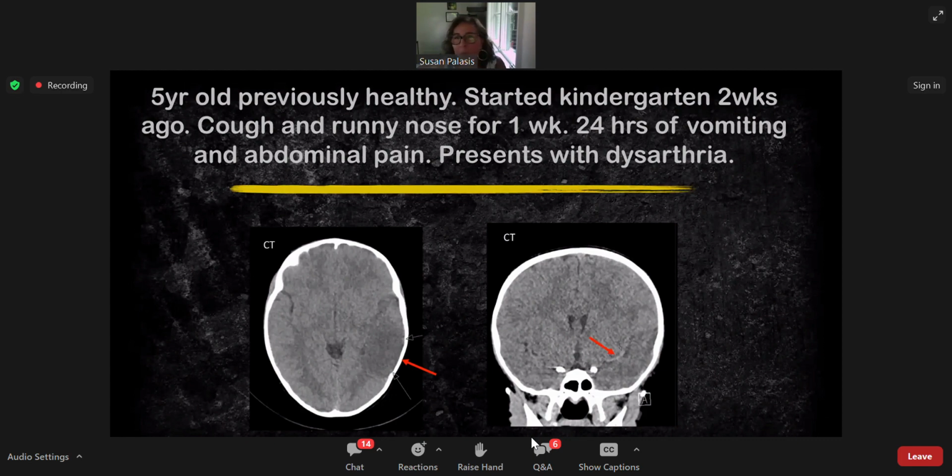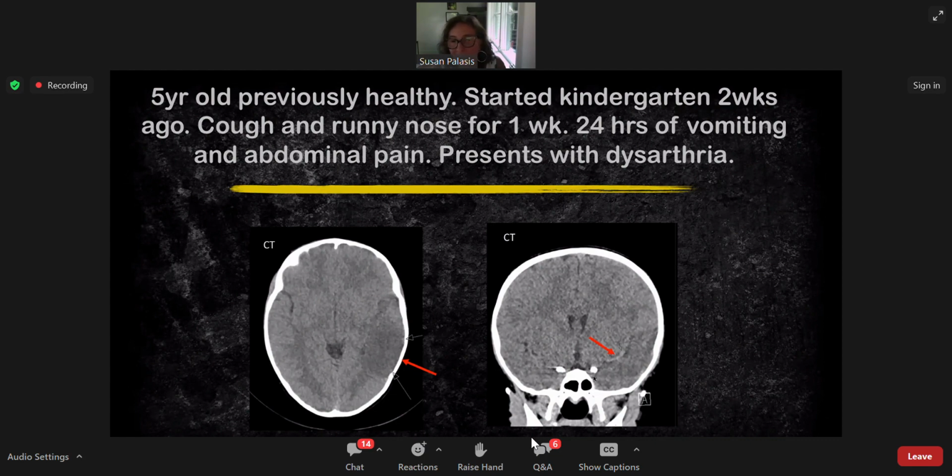Okay, well, then we'll go on to this next case of a 5-year-old who was previously healthy, started kindergarten 2 weeks ago, cough, runny nose for about a week, 24 hours of vomiting, abdominal pain. A lot of these weird symptoms, you don't necessarily equate those with a stroke. And he presented finally with a dysarthria.